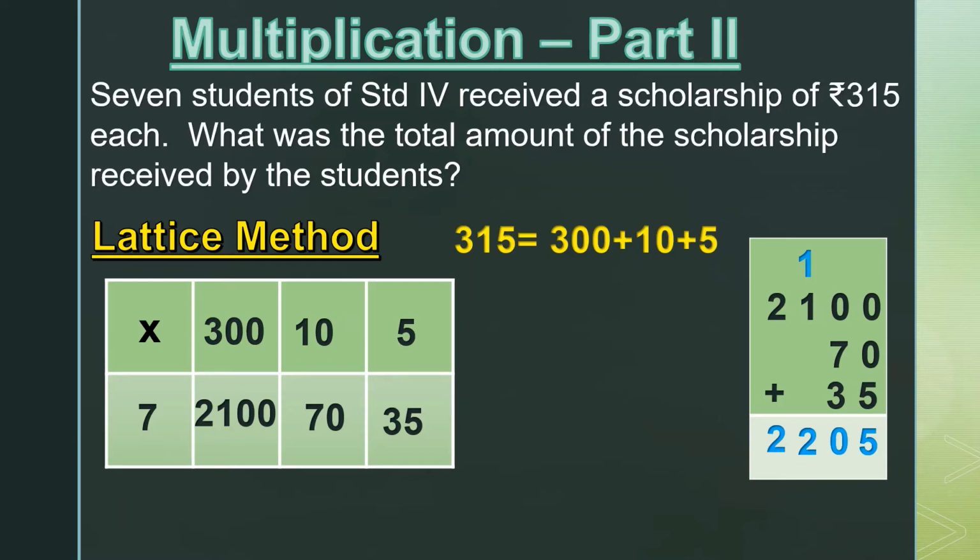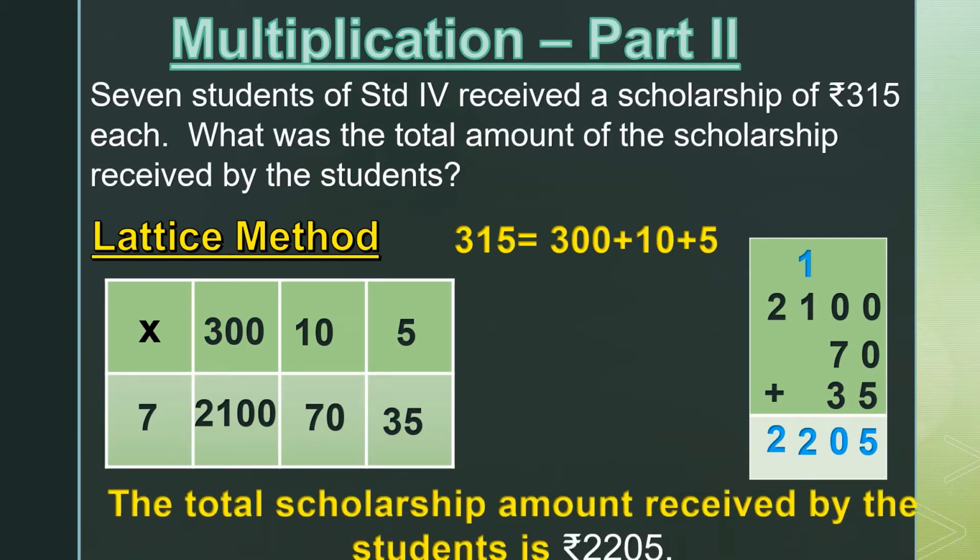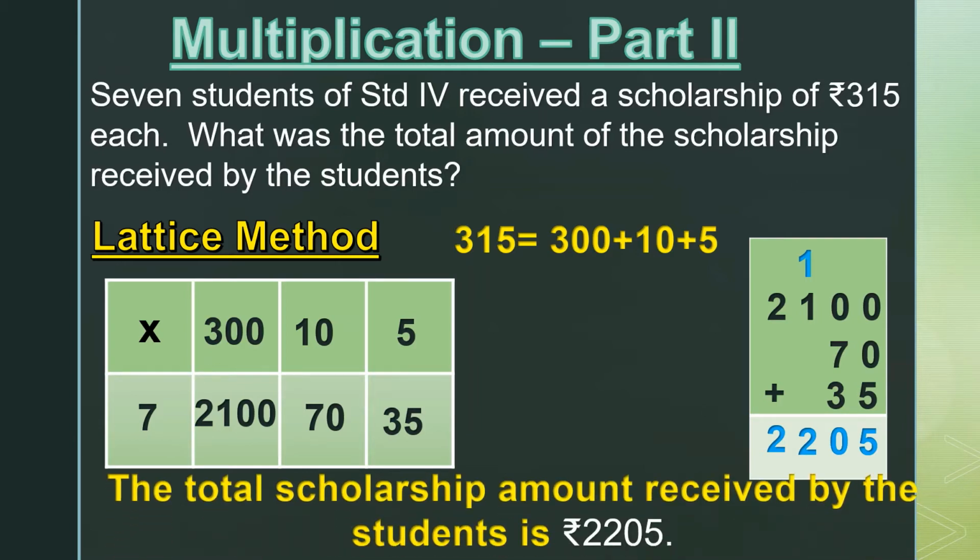So when we multiply 315 by 7, we get 2205. The total scholarship amount received by the students is Rupees 2205.